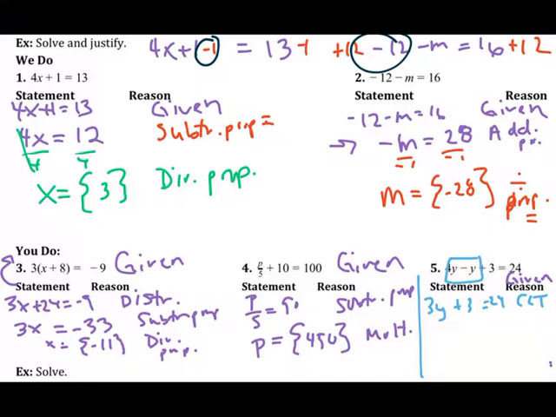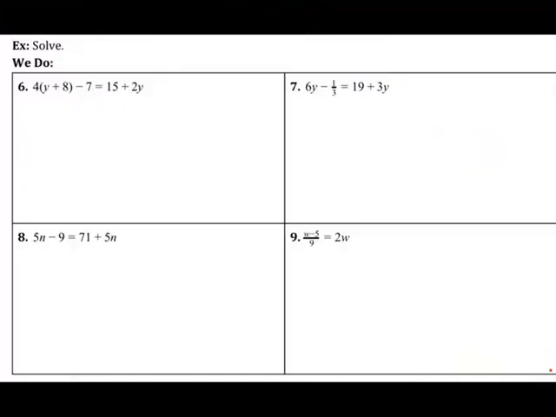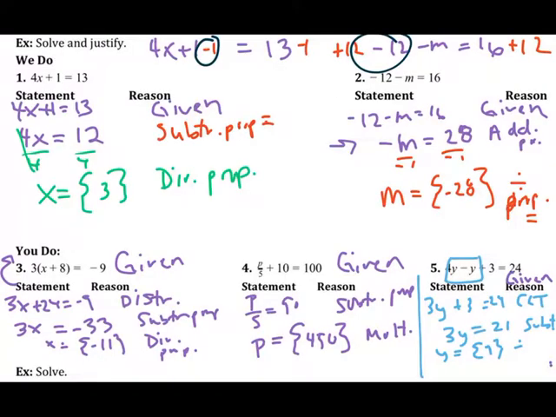Then I want to move plus 3 to the other side, so I'm going to subtract 3. That's going to give me 3y is 21. What did I just do? I subtracted. Then I'm going to divide by 3 to isolate y, and I'm going to get that y equals 7. What did I do? I divided. So that's the division property of equality.